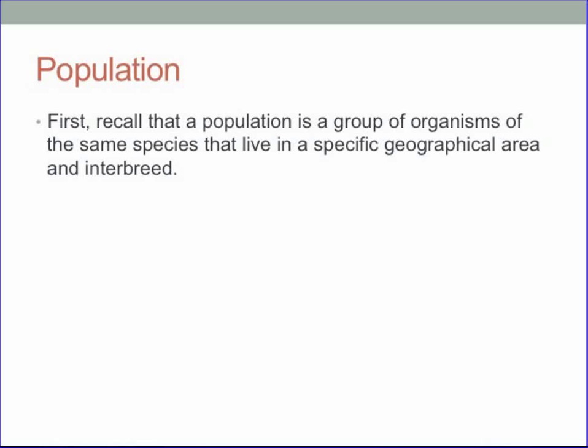So first, you need to understand what a population is. And a population is a group of organisms of the same species that live in a specific geographical area and can interbreed. So if there is a population of wolves in North America and a population of wolves in Russia, they're not considered to be the same population because they are not in the same geographical area and therefore do not interbreed. They may be the same species, but they are not the same population.